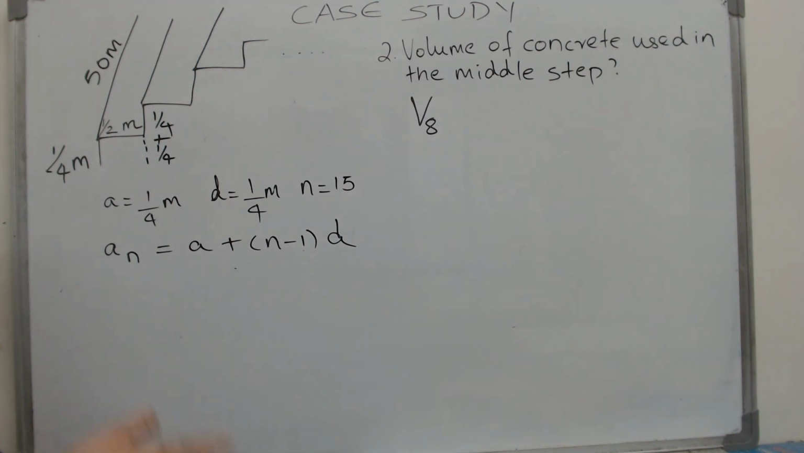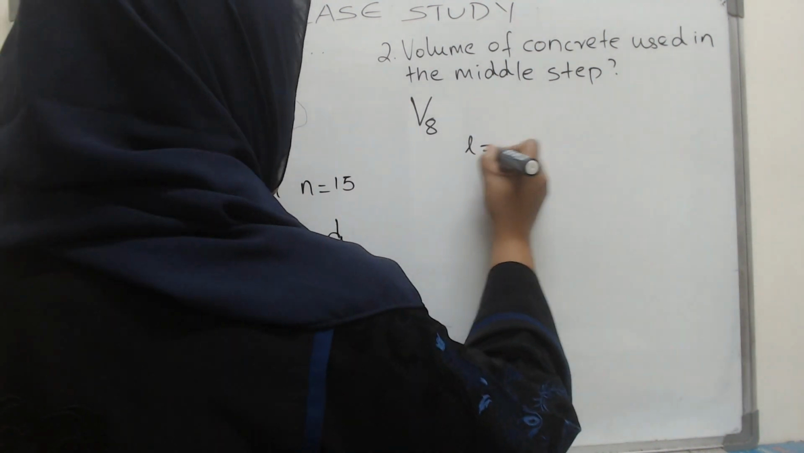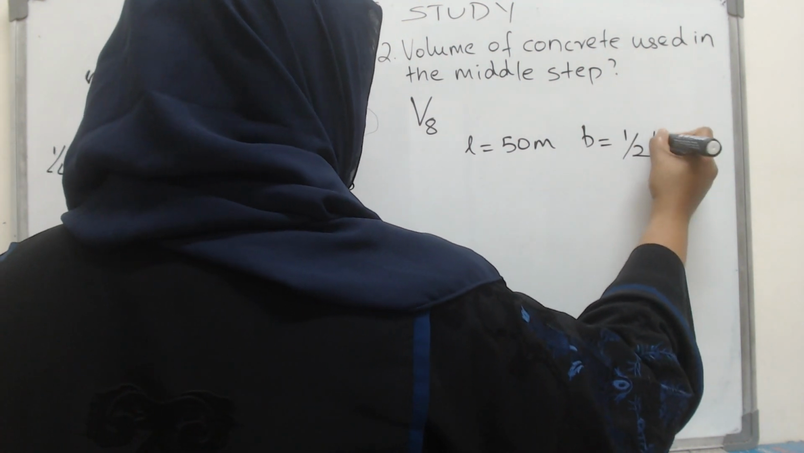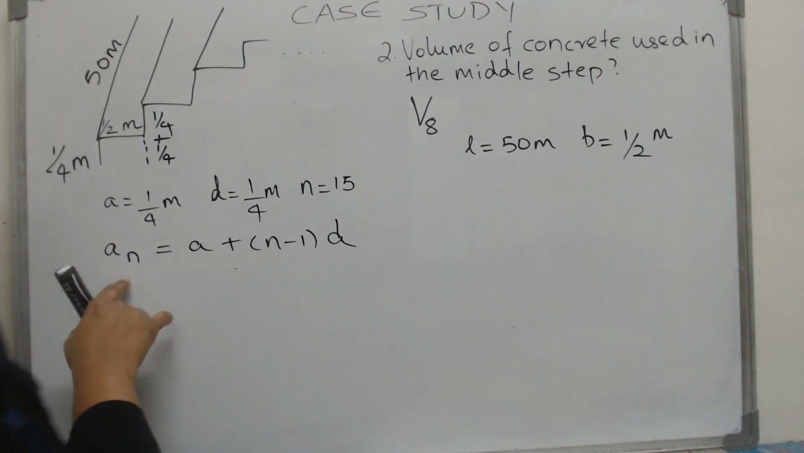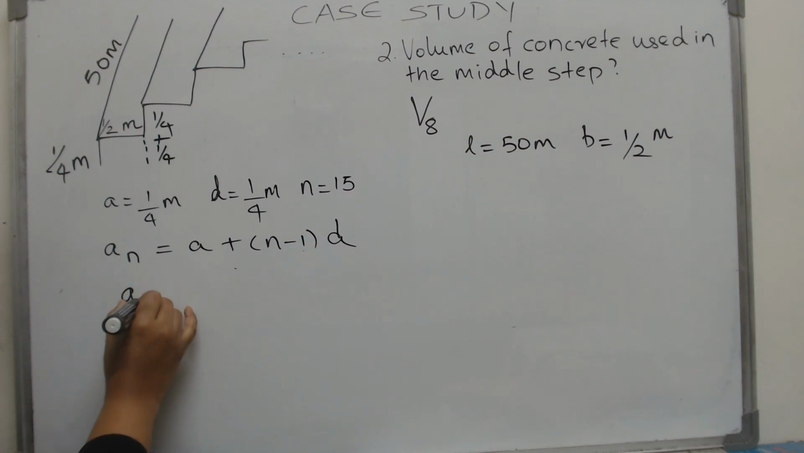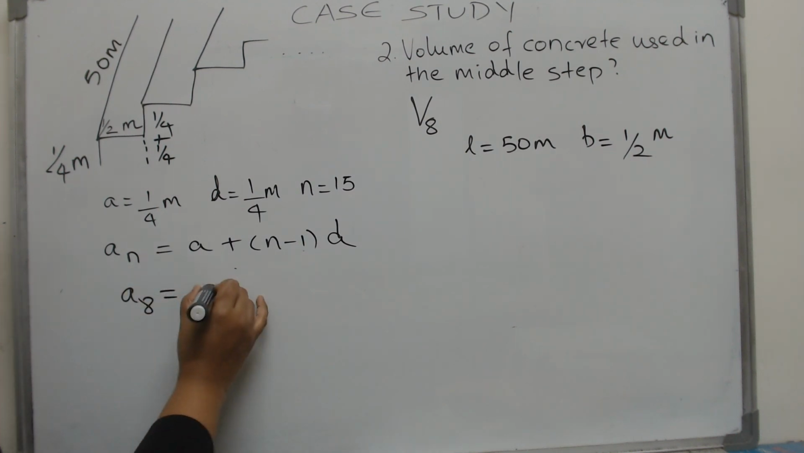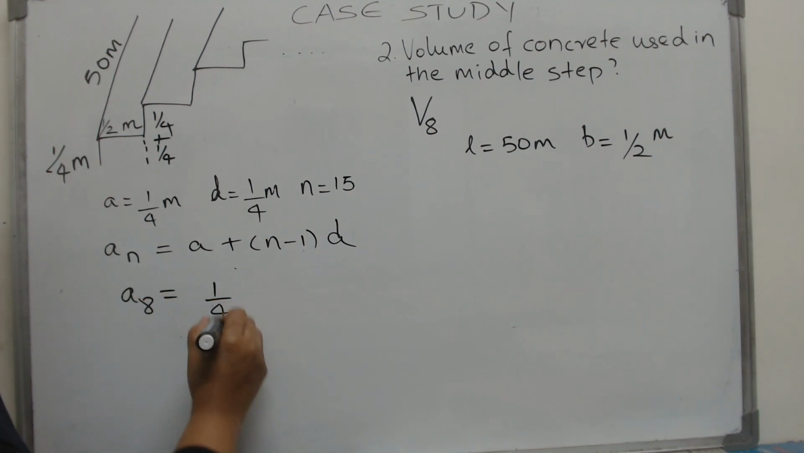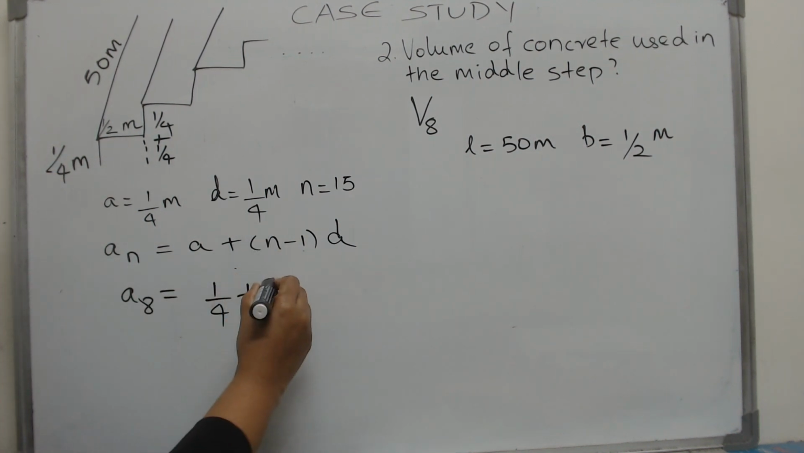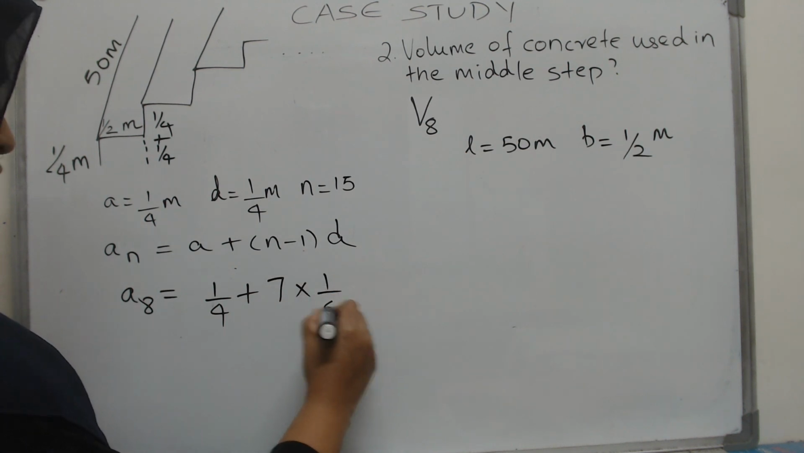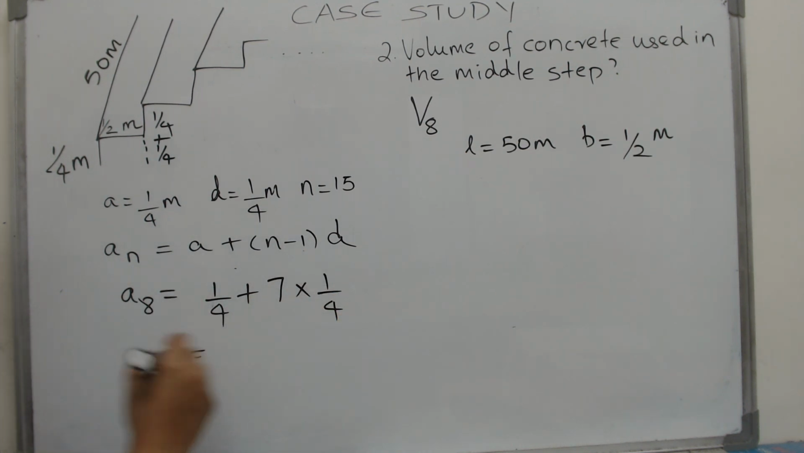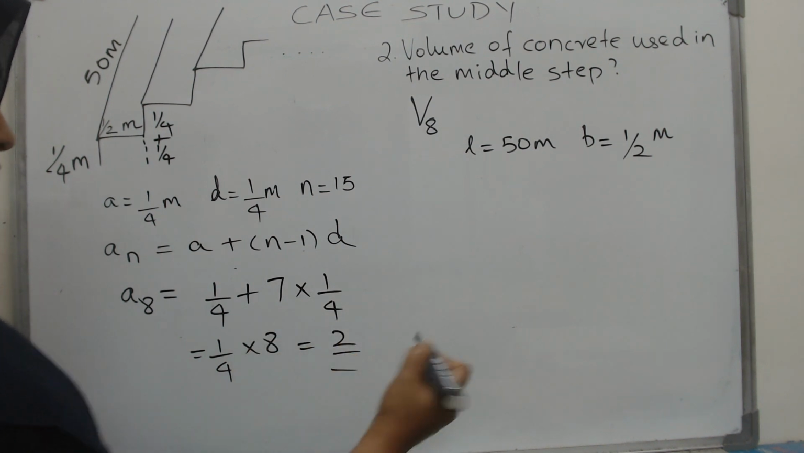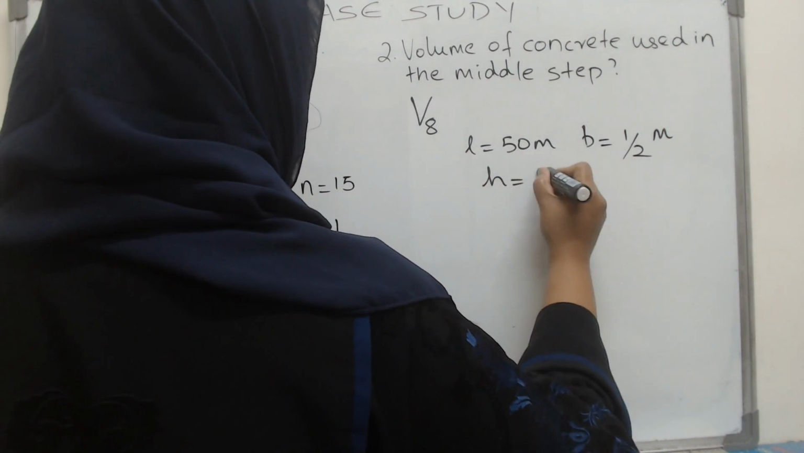What is the length? We know that the length is 50 meters. We know the breadth is what? It is 1 by 2 meters. What we need to find is the height, or in other words the 8th term. For the 8th term we know what a is, right? It is 1 by 4, and 8 minus 1, this is 7, into 1 by 4. So 1 by 4 is common, you take it out, so it is 1 by 4 into 8, which is 2. So the height you are looking for here is 2.